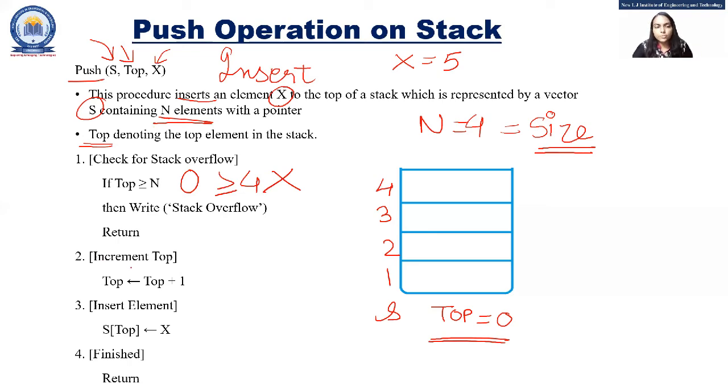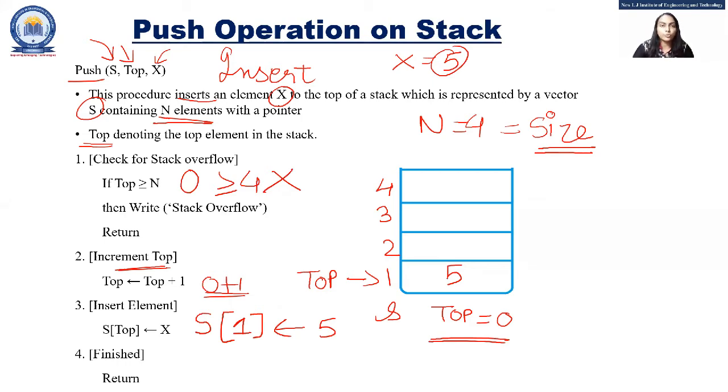What is the next step? We need to increment top. Top is 0, so now it is top plus 1, and top would be pointing at 1. Now we need to insert the element at S of top. What is S of top? S of 1. We consider the stack as an array, right? So in stack of 1 we will have X. What is X? 5. So here 5 is inserted.